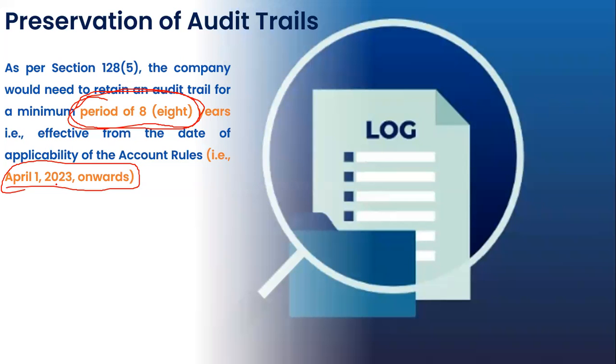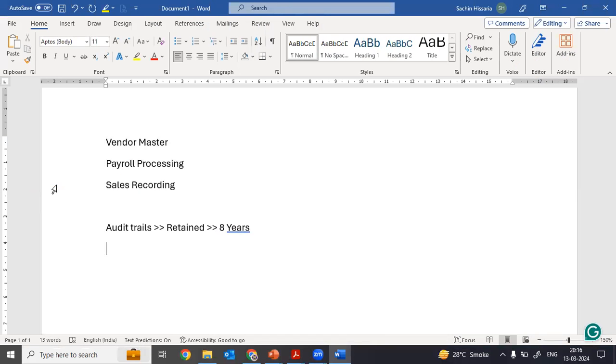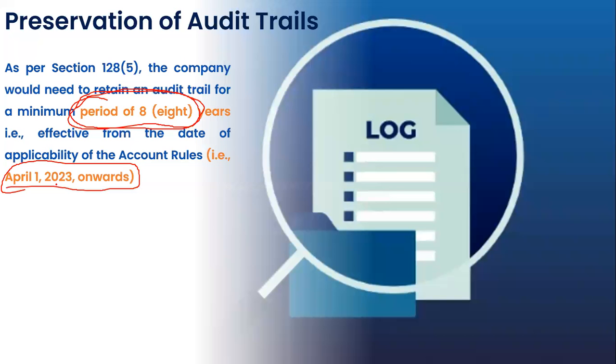And this 8-year requirement is starting from which date? 1st April 2023. So as on date, we will not verify the logs from earlier. We will verify the logs from 1st April 2023. Okay, and we will not verify the logs before April 2023. You cannot ask the auditee to show whether the audit trail was maintained for 2022 or 2023 or not. We cannot ask, because this requirement is applicable from this date. So from this date onwards, you need to maintain an audit trail, and the retention period would be 8 years.